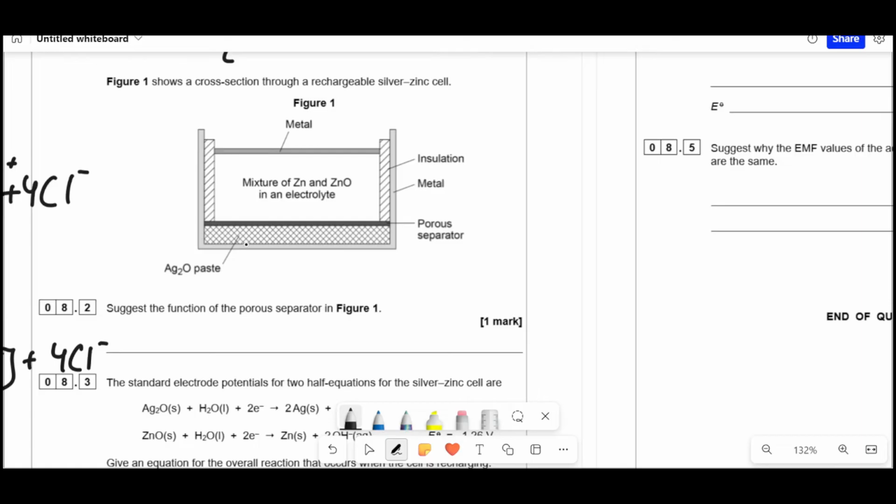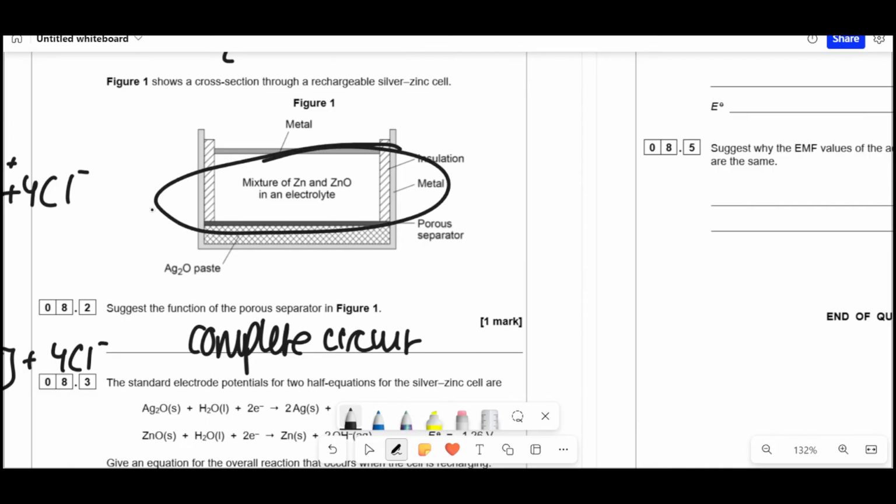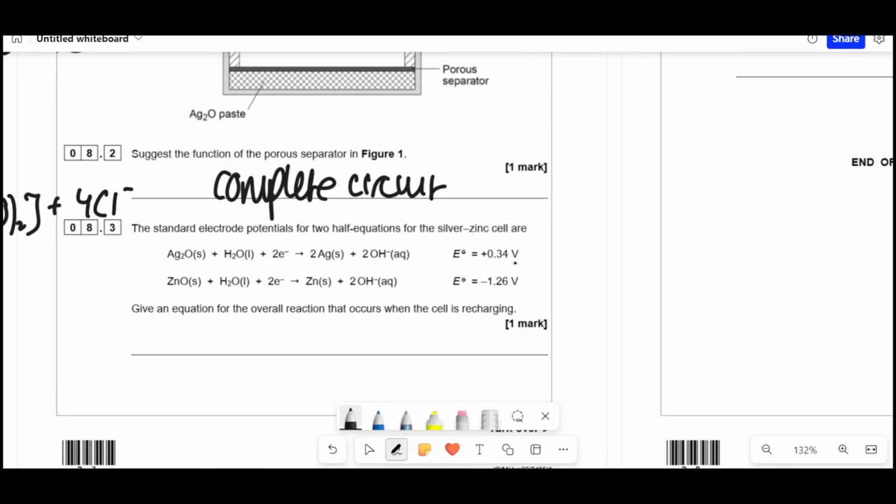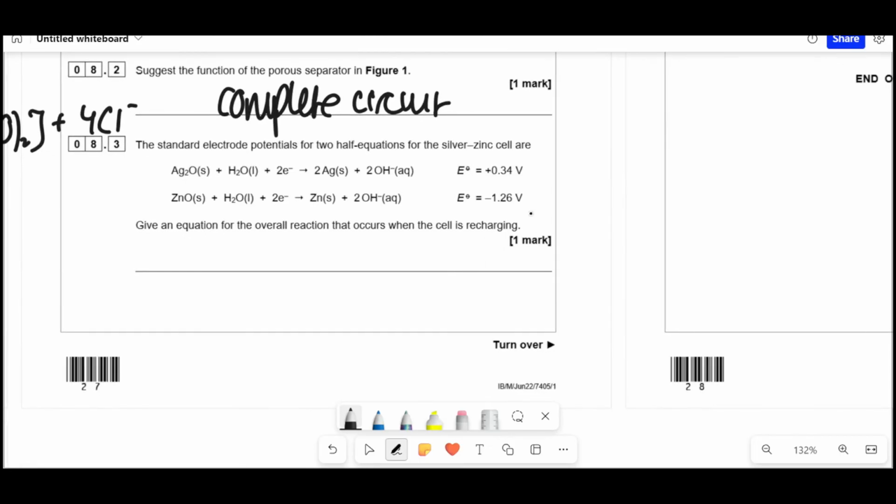So you've got an AgO2 paste here, because that's the silver. And then we've got a mixture of the zinc and an electrolyte. And you've got a porous separator. We've got metal and insulation. So the porous separator must be something to complete the circuit, otherwise it wouldn't work. You could say, for example, it could complete the circuit, or it could be a salt bridge. Because if we look, the flow would be like this. Then it says the standard electrode potentials for 2 half equations of the silver-zinc cell are these.